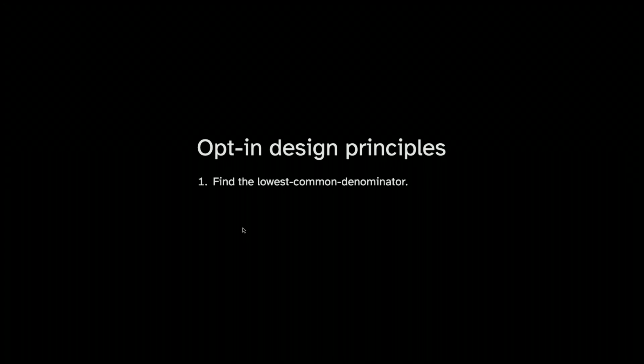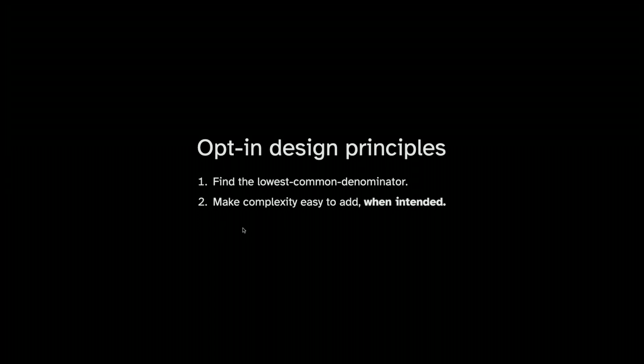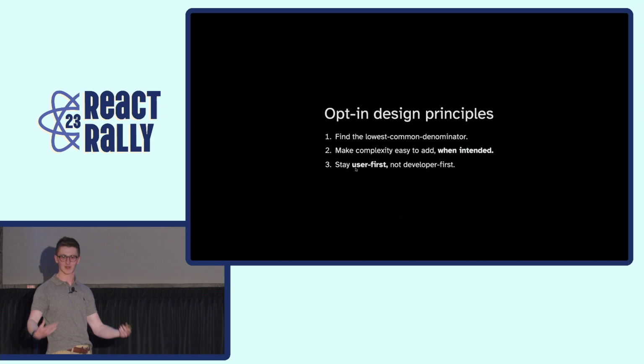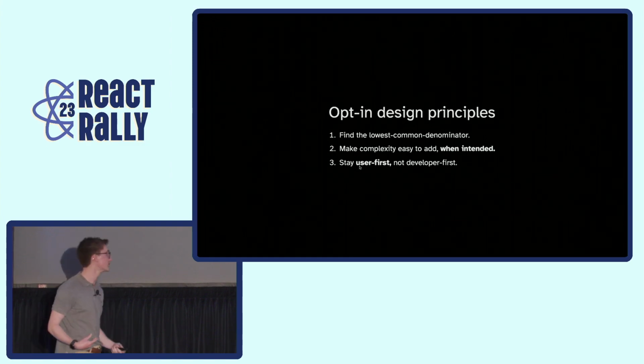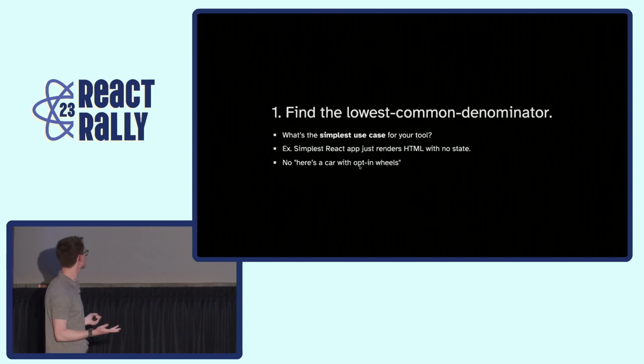So this takes me to some opt-in design principles that I think carry across frameworks. The first, finding the lowest common denominator. The second, making complexity easy to add when intended by the developer. And the third is staying user first when you're designing these tools. Developer experience, of course, matters, but if it's not for the user's benefit, it might not be the best tool, especially if it is detrimental in some way. And we'll break down each of these.